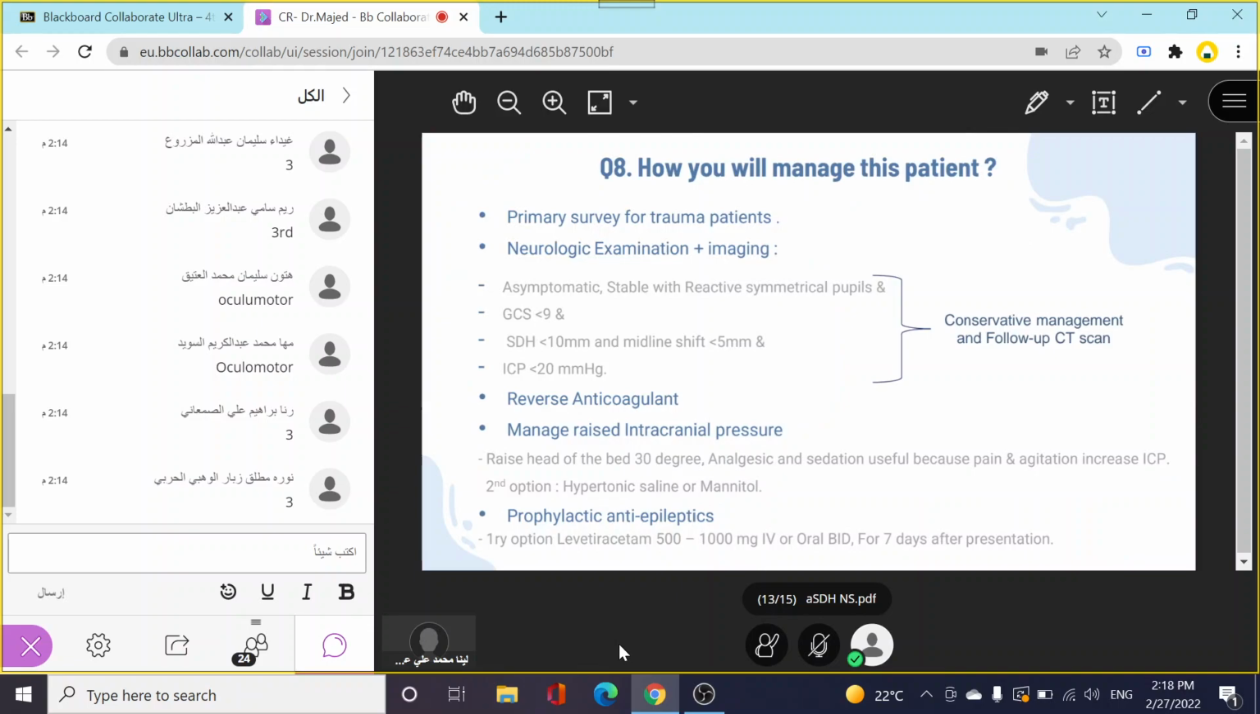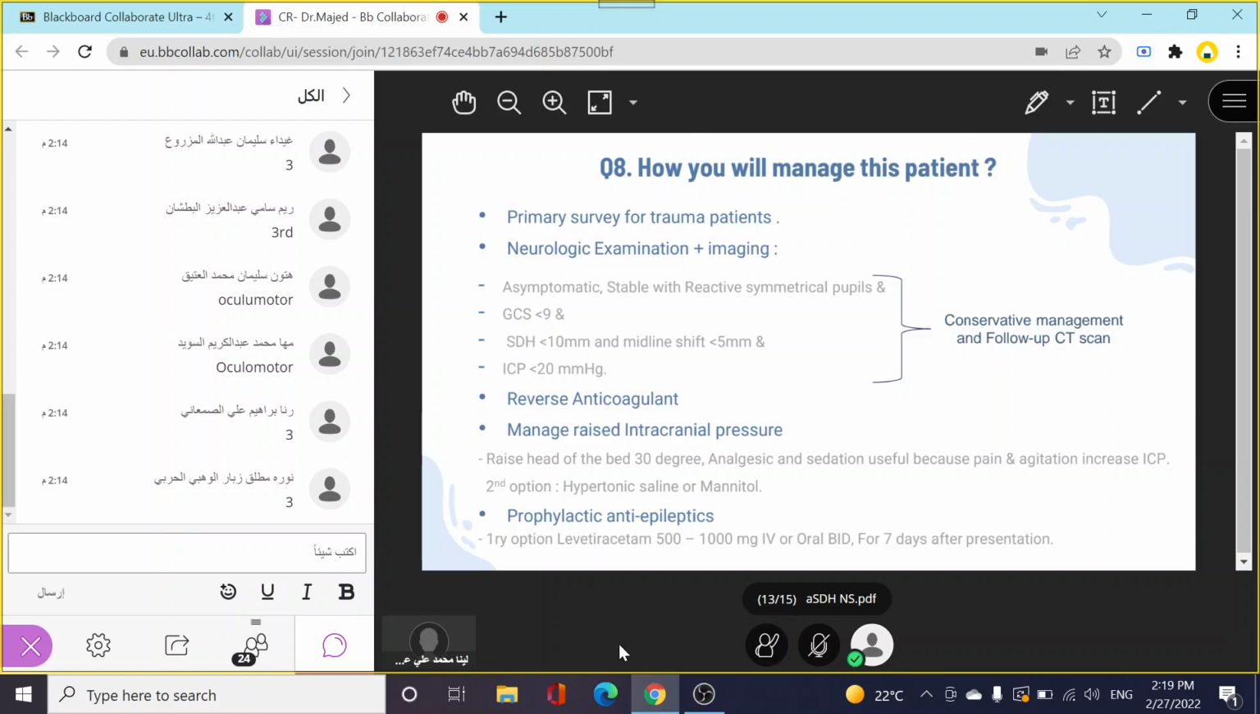So the last thing is the management. So the management of this patient begins with the primary survey. We will do ABC. And as we know, the A refers to the airway, so we will secure the airway by endotracheal intubation if needed, and so on, as we have taken before.